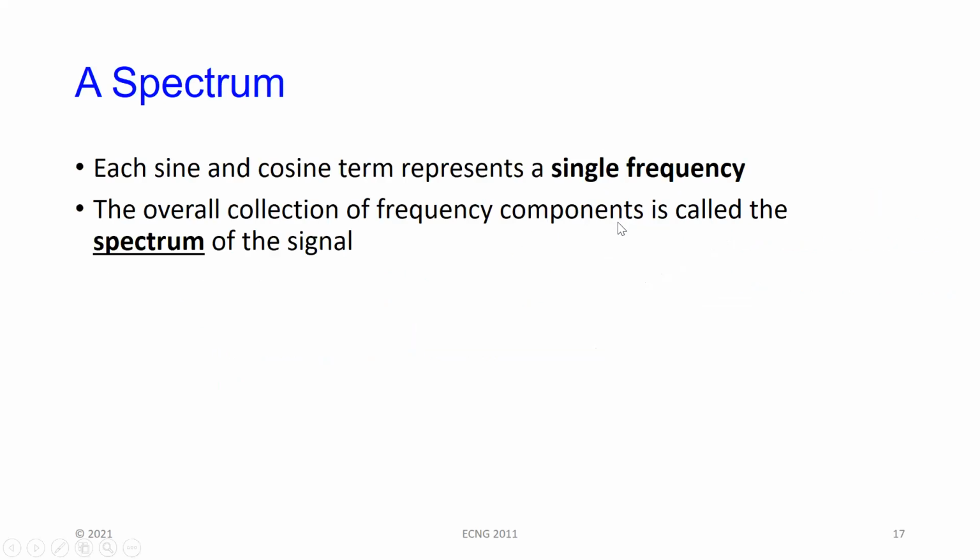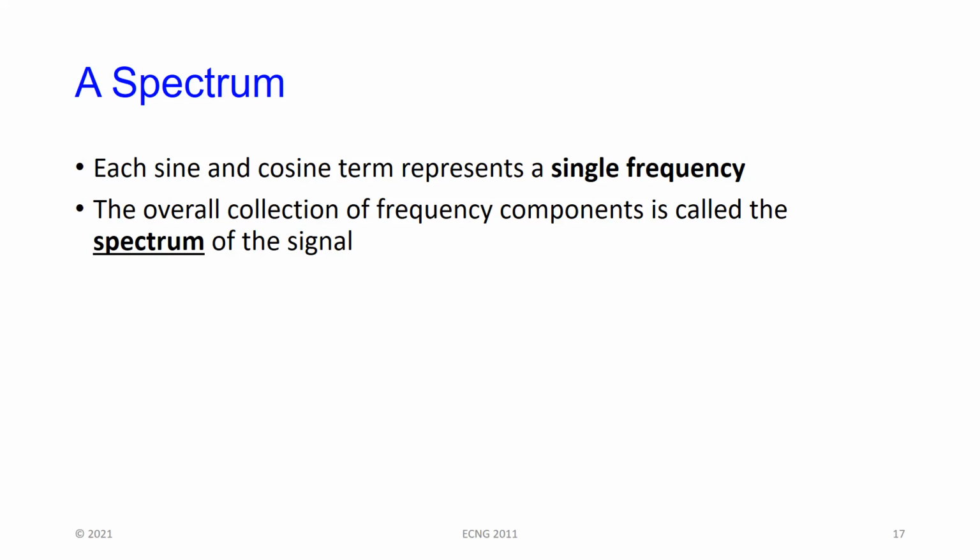And each sine and cosine term represents a single frequency. So when you put all those things together, you get something that we call in engineering, and you would have met in physics, a spectrum of a signal. You would have met the concept of a spectrum when you did light. When you pass white light through a block of glass, it breaks up into a series of colors, and visibly you see a number of them, and we call that the spectrum.